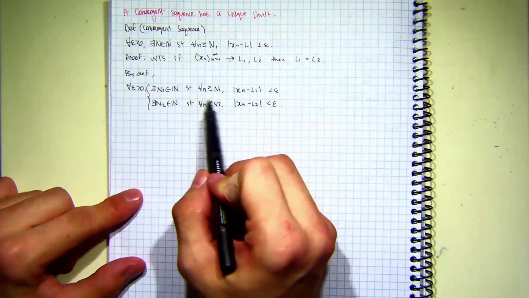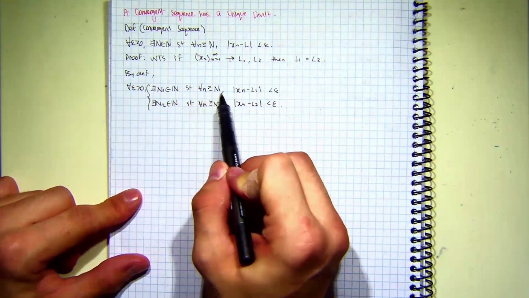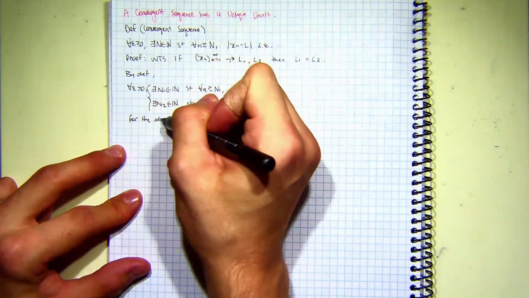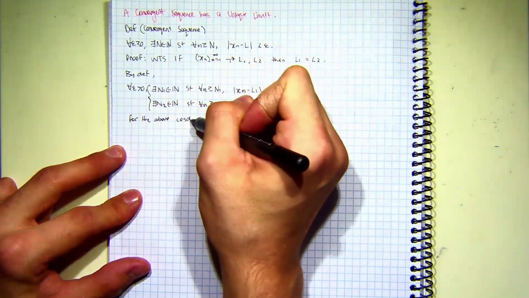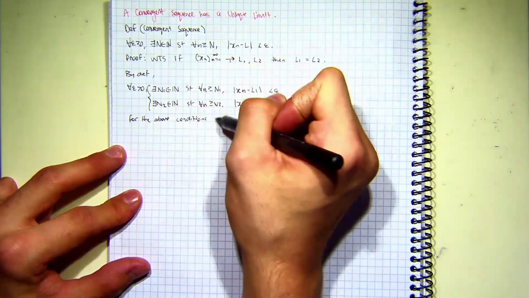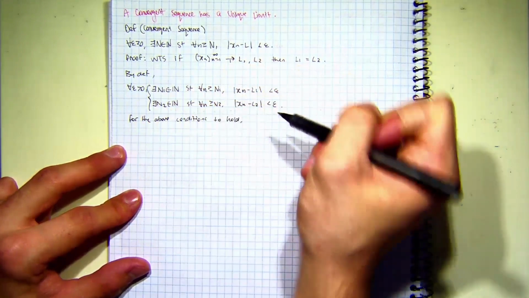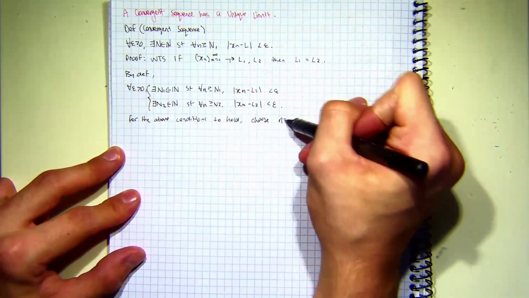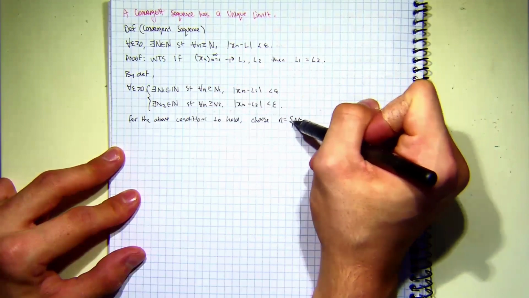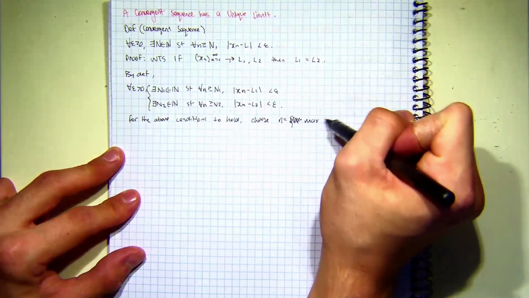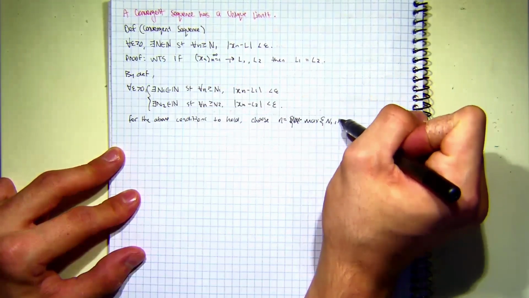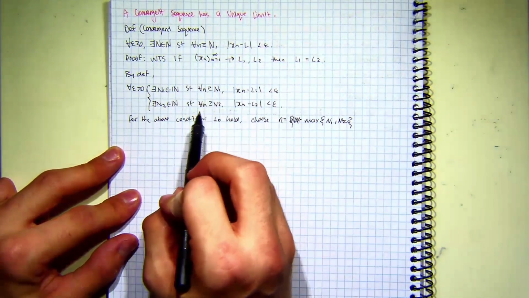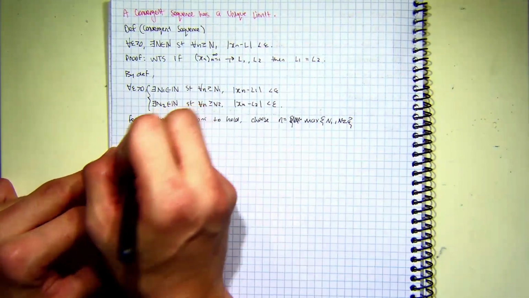Now for these two conditions to hold, little n greater than or equal to n1 and n2, we can choose our n to be the maximum of n1 and n2. That way, because it's greater than or equal, this will always hold.